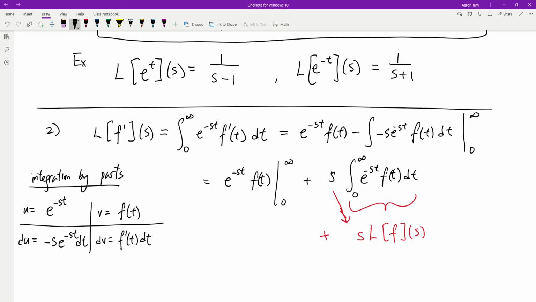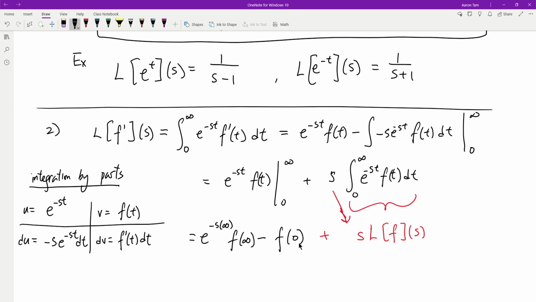Now comes the big question. What happens to the front? Well, I don't know, but let's plug it in and see. So the front would equal e to the negative s times infinity, f of infinity, minus, plugging in 0, e to the negative s times 0 would just be 1, and I just have f of 0. Now, here comes the important part: I don't know what e to the negative s times infinity times f of infinity will look like.